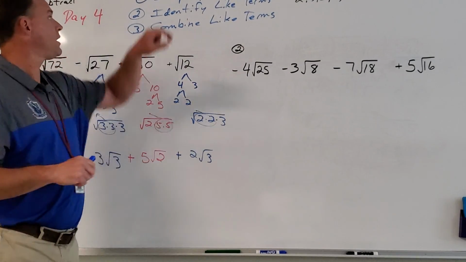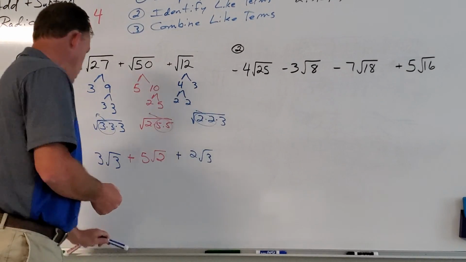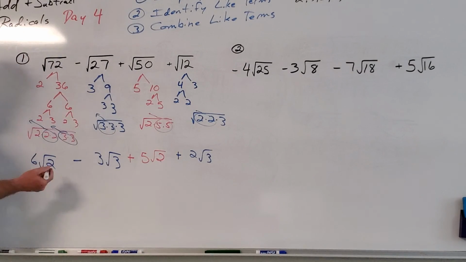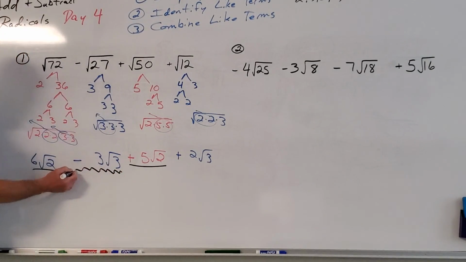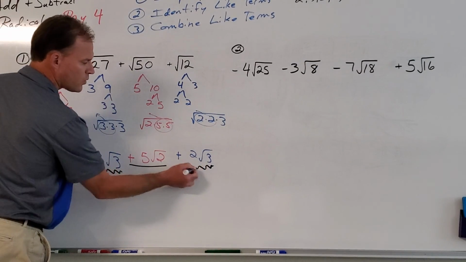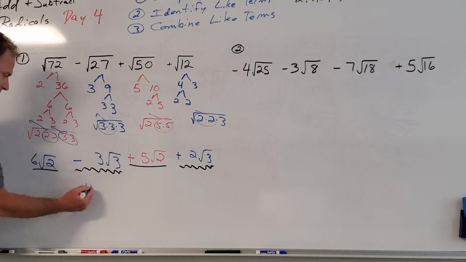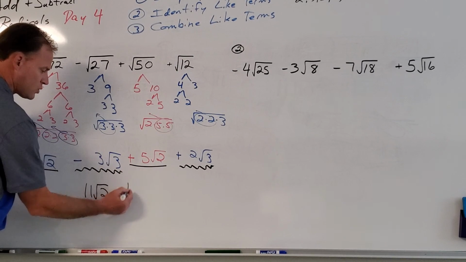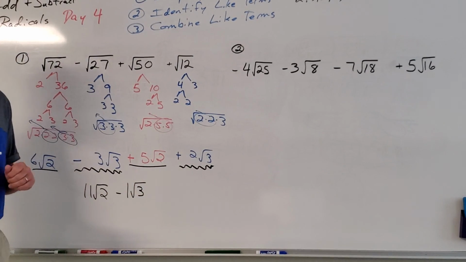Step 1, simplify radicals. Step 2, identify your like terms. I got a root 2 here. I got a root 2 here. I got a root 3 here and a root 3 here. Like terms. 11 root 2 minus 1 root 3. There you go.